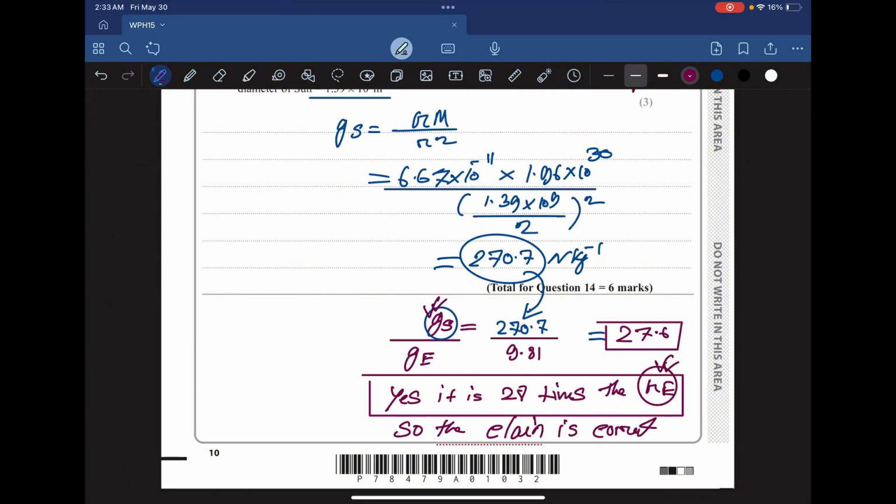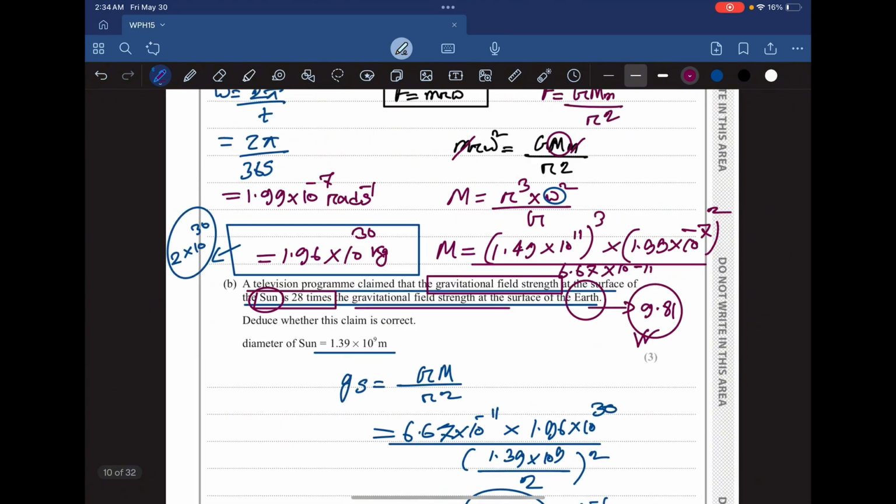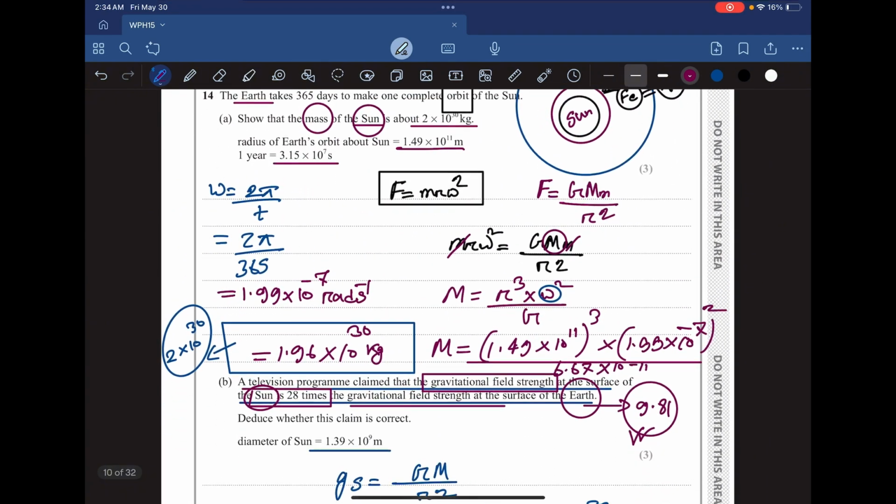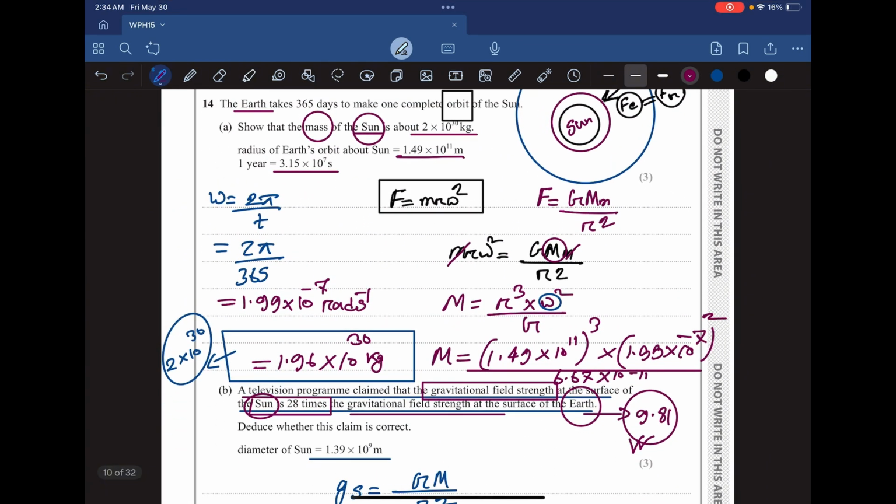You should write the whole wording right here, that the gravitational field strength of the sun is 28 times that of the earth. Don't write simply like me. I'm just writing it like this to save time and not to make the video too long, so that it doesn't get exhausting for you to watch the whole video.